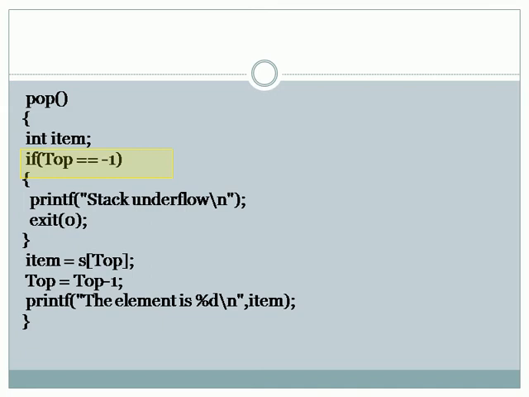In such a case, we have to display an error message, stack underflow, or stack is empty, because if the stack is empty we cannot perform the pop operation. Since we cannot perform the pop operation, we have to come out of this function. So I have included the exit 0 statement here. Then if this condition is false, it indicates that the stack has some elements where I can remove one element from the stack. Which element?